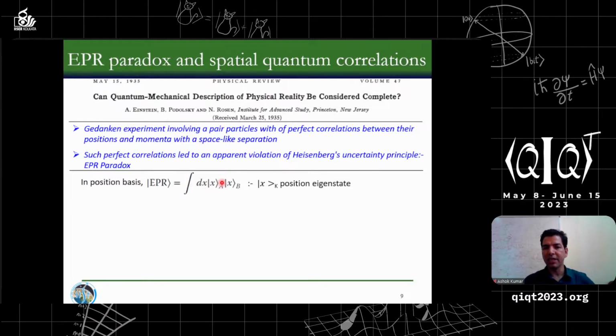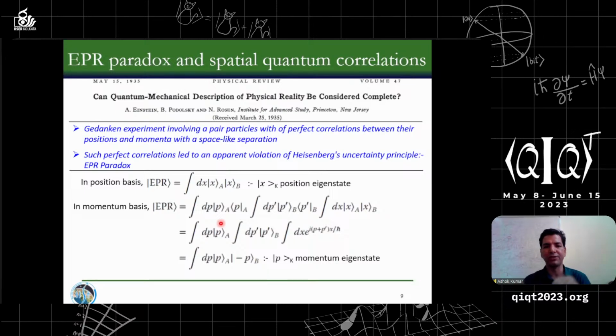That means if I do the measurement on the position of particle A, let's say I get X prime, then definitely I can predict the position of particle B as X prime. The same state I can write in the momentum basis, just the basis transformation of basic quantum mechanics. Then it turns out that if you write the same state in the momentum basis, there's also a perfect correlation in the momentum of those particles.